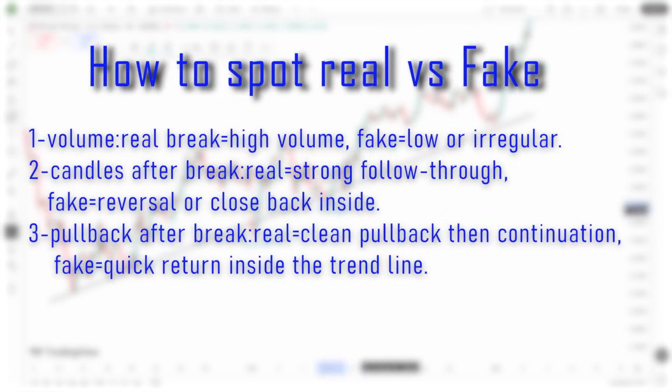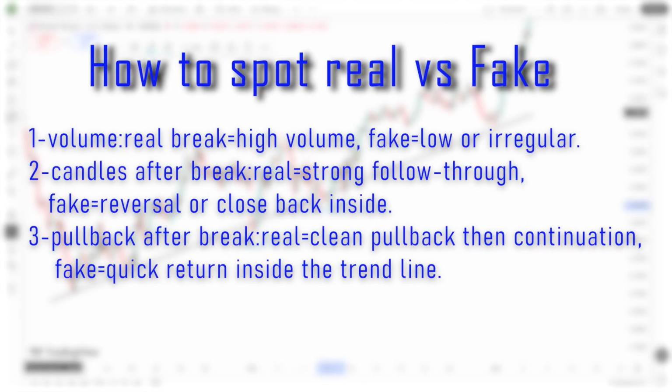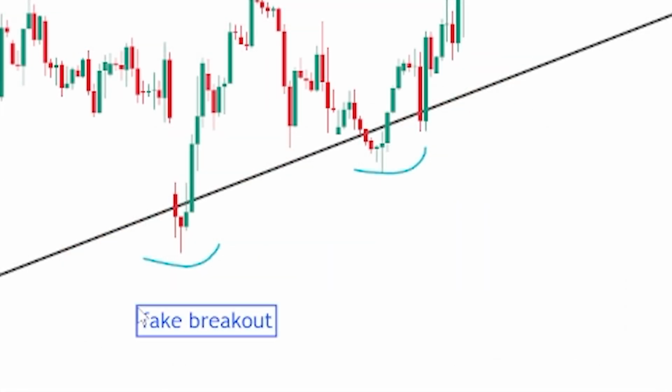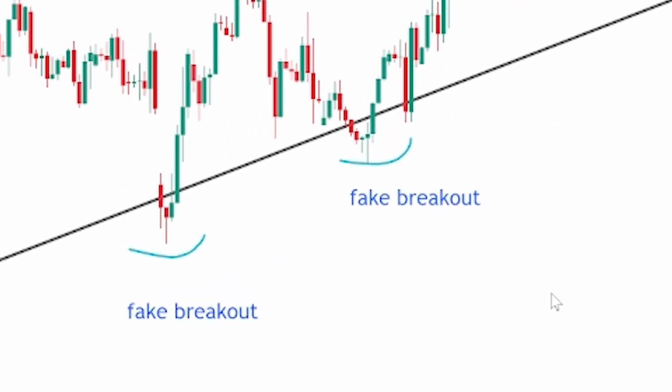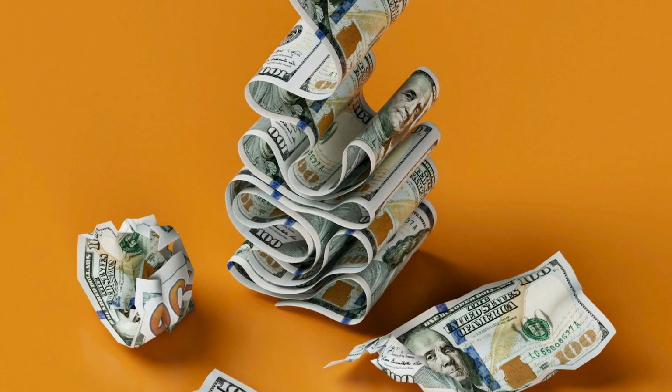1. Volume. Real break equals high volume. Fake equals low or irregular. 2. Candles after break. Real equals strong follow-through. Fake equals reversal or close back inside. 3. Pullback after break. Real equals clean pullback, then continuation. Fake equals quick return inside the trend line. Golden rule, never chase a breakout blindly. Wait for confirmation. Patience equals money in the market.